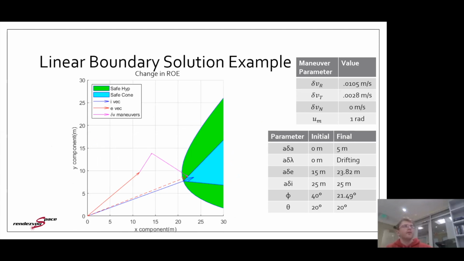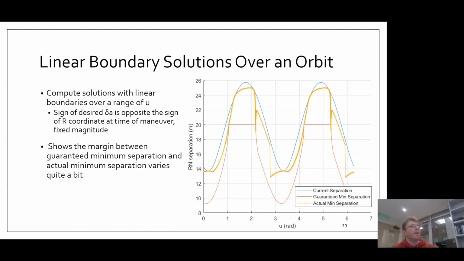margin. So this is the motion in the eccentricity inclination vector plane, showing the movement of the eccentricity inclination vectors, and this shows that we're intersecting with the conic boundary, which is within its own safe hyperbola. So we are guaranteed safety up to the safe hyperbola there. So this is computing the linearized boundaries along an entire orbit with that same initial eccentricity inclination vector configuration.